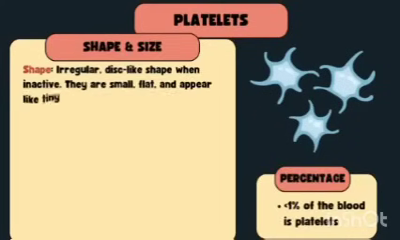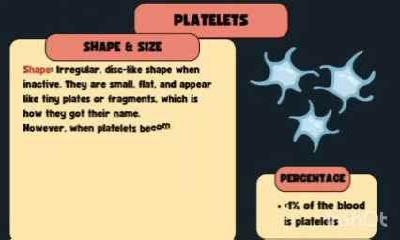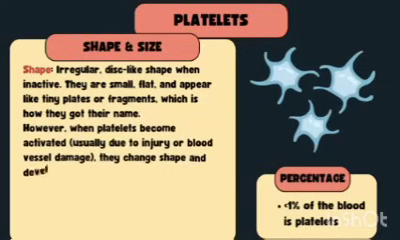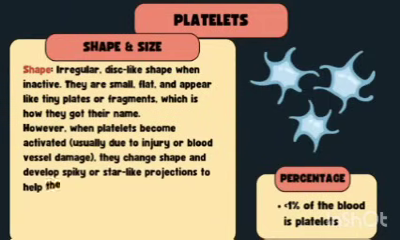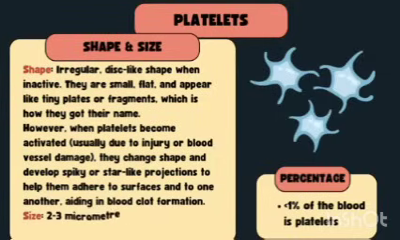The next component of blood is platelets. The shape of platelets is quite irregular. It looks like a disc. They are small, flat and appear like tiny plates or fragments, which is how they got their name, that is, plate-like. However, when platelets become activated, usually due to injury or blood vessel damage, they change shape and develop spiky or star-like projections to help them adhere to surfaces and to one another, aiding in blood clot formation. The size is around 2 to 3 micrometers in diameter. Percent wise, they are less than 1% in blood.